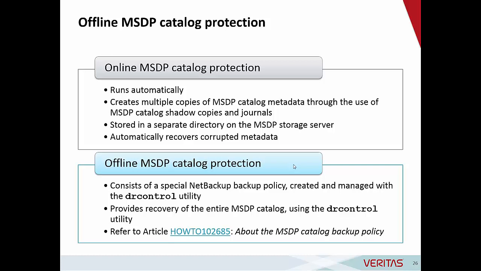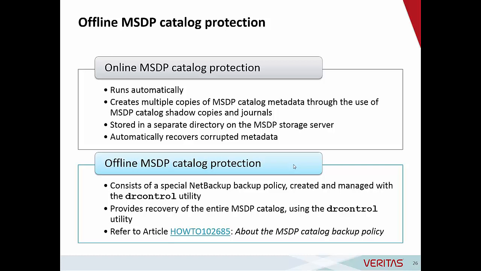So this online MSDP catalog protection runs automatically. It's on by default. There's no action that's needed. It's automatically creating multiple copies of the MSDP catalog metadata using shadow copies and journals. It's stored on a separate directory on the MSDP storage server, and it's used for self-healing of the pool, where corrupted data can automatically be repaired.